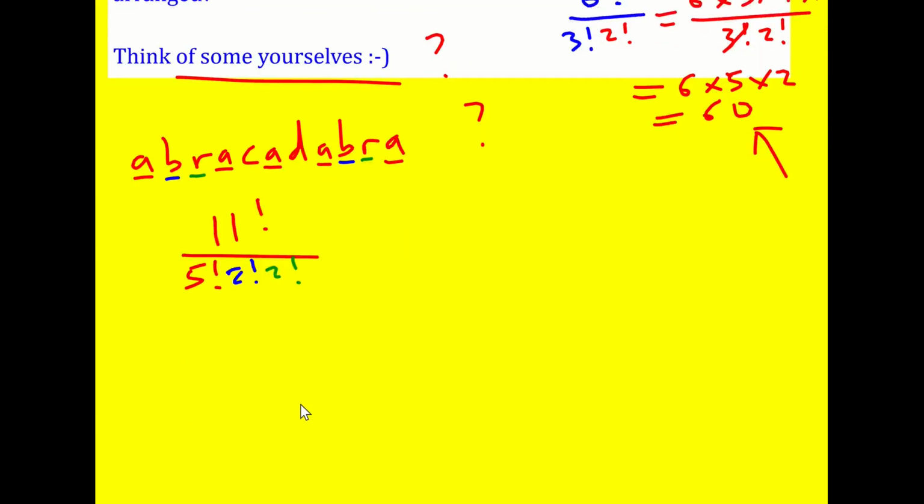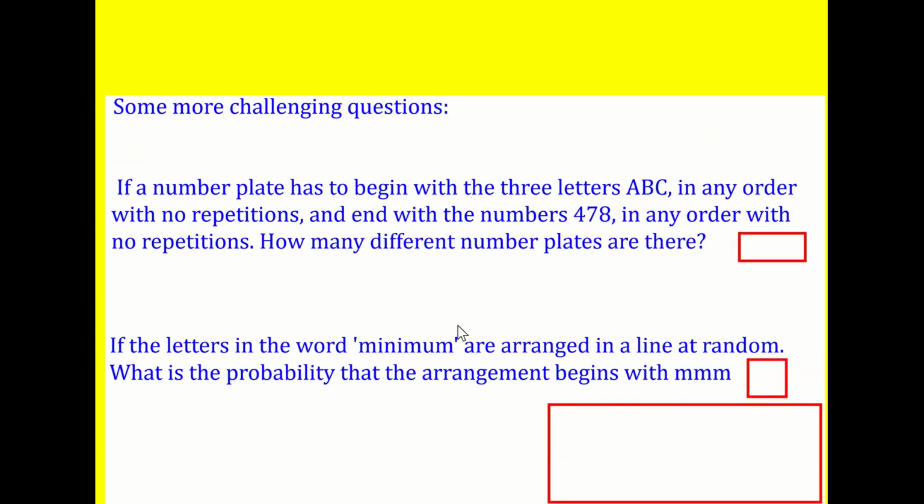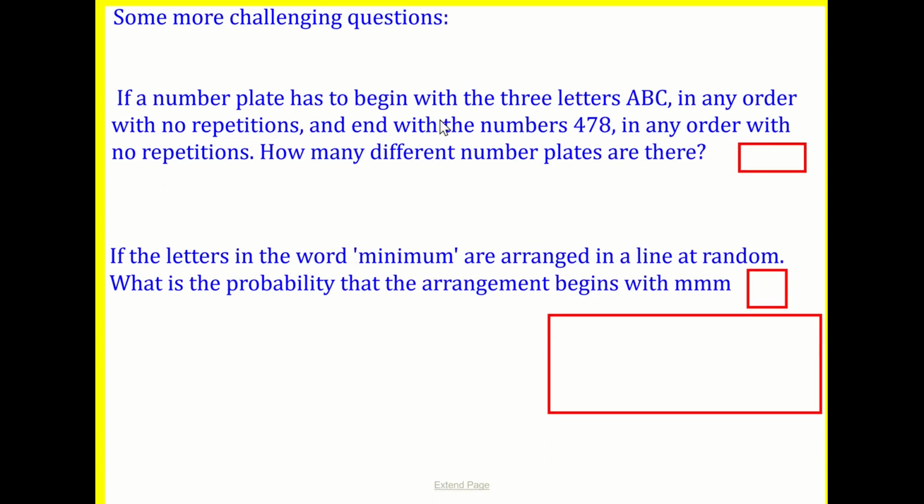All right. We're not going to quite stop there. We're going to just look at a few more challenging questions because sometimes it's just little extra things you can add to this, and it's quite fun, I think. So why not? I'm going to go through them, but pause and try them in advance. So if a number plate has to begin with 3 letters ABC in any order with no repetitions and end with 478 in any order with no repetitions, how many different number plates are there?